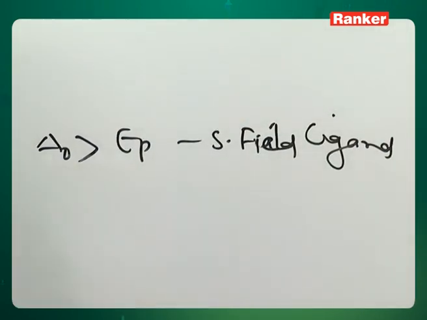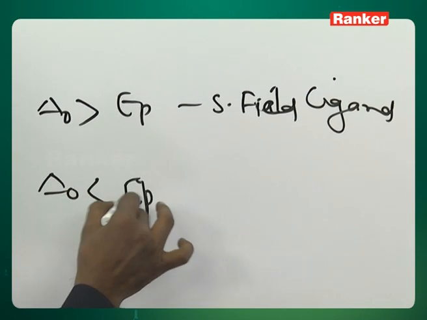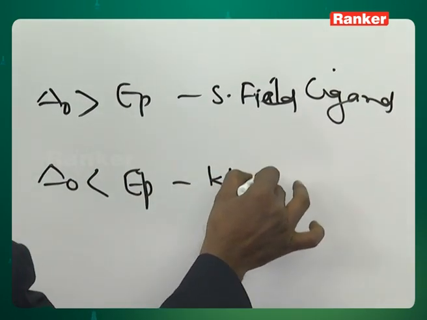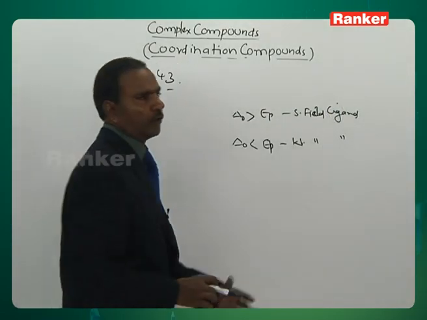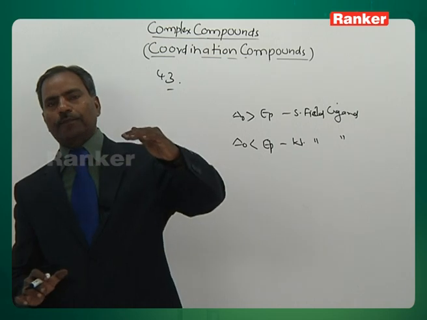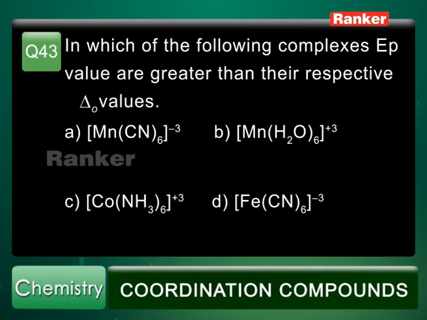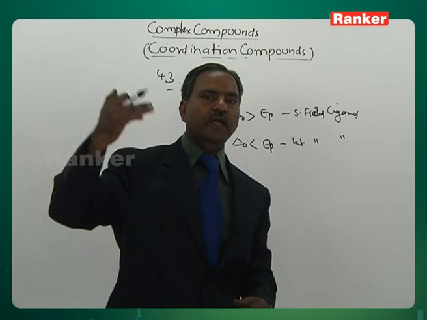Whenever delta O is less than EP, it will definitely be a weak field ligand. So wherever a weak field ligand is there, EP values are dominating. Wherever a strong field ligand is there, the delta O value is dominating. What is the question given? The EP values are greater than delta O.